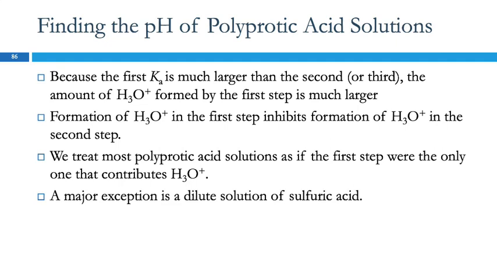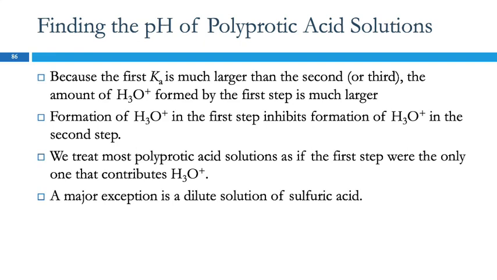How do we find the pH of a polyprotic acid solution? Well, that first Ka is a lot larger than the second or third. So the amount of hydrogen ion formed by that first step is larger. In addition, the formation of hydronium ion in the first step inhibits formation of hydronium ion in the second step. So most of the time, we can treat polyprotic acids as if the first step was the only one that was important.